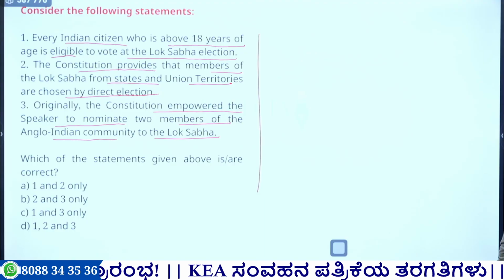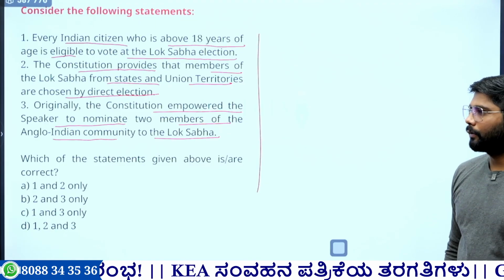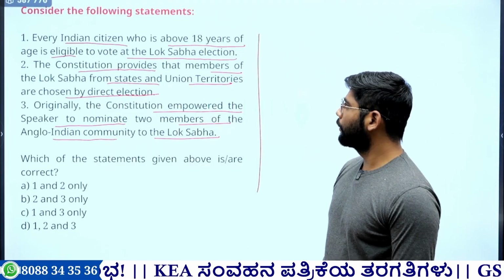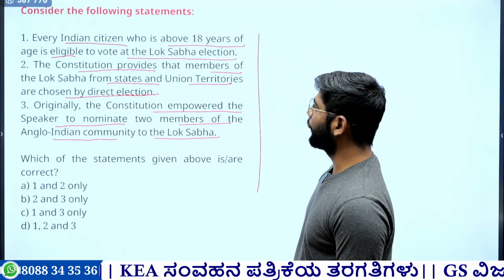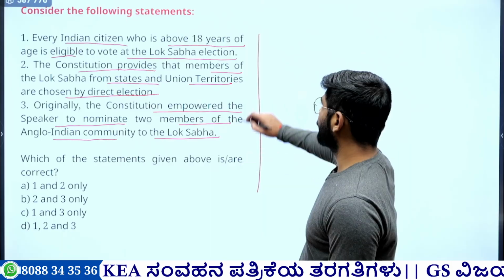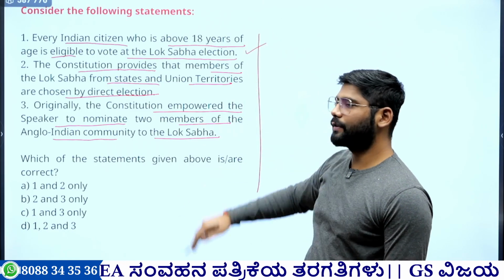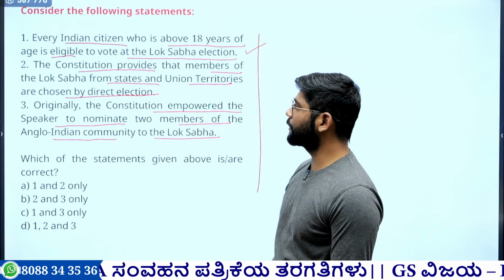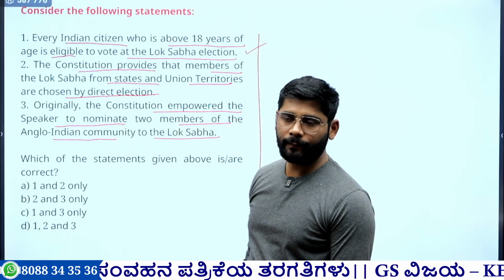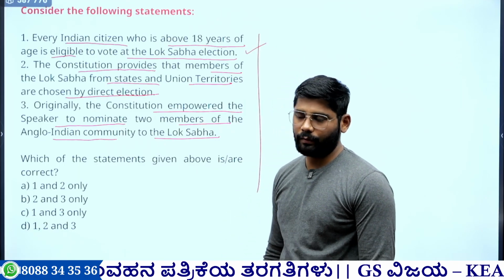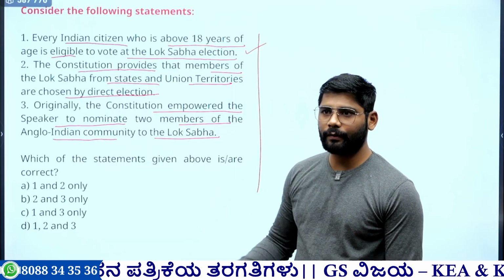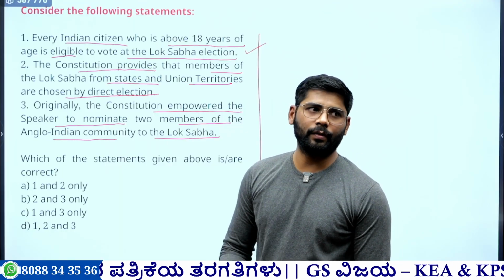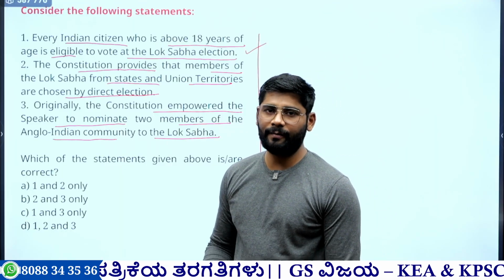So we'll see which one is correct. First statement says every citizen of India who is above 18 years of age is eligible to vote in Lok Sabha. Yes, all the Indian citizens who are above 18 years of age and whose names are included in the electoral list are eligible unless they are disqualified under the grounds mentioned in the Constitution as well as the Representation of the People Act 1950.